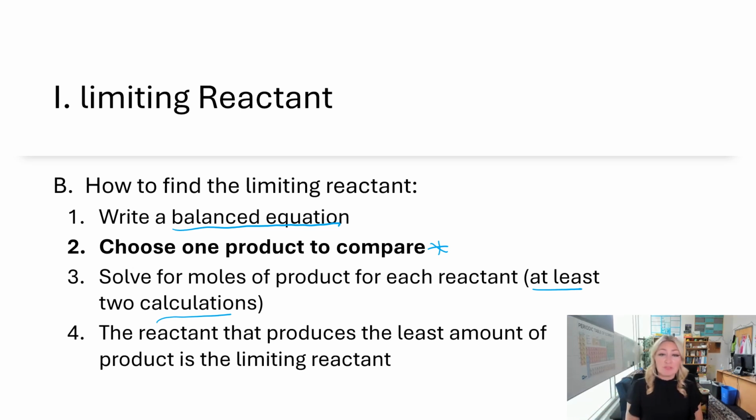And then you'll do the same thing for the second. You'll take the second reactant's grams, convert to moles, figure out how much product you can make. One of those products is going to be made in a lesser amount. That tells you what your limiting reactant is.